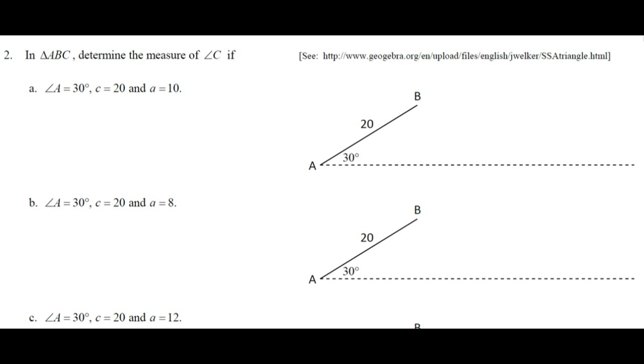So in triangle ABC, determine the measure of angle C if angle A is 30 degrees, c is 20, and little a is 10. Okay, so we have little a is 10.